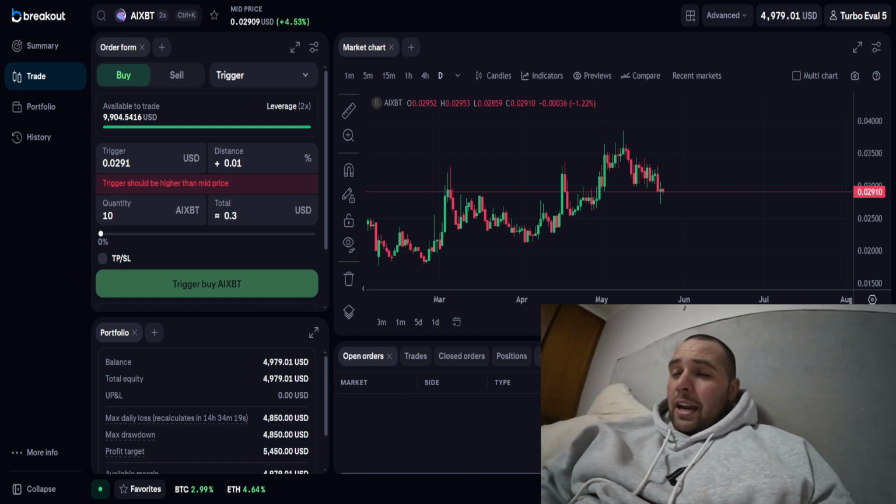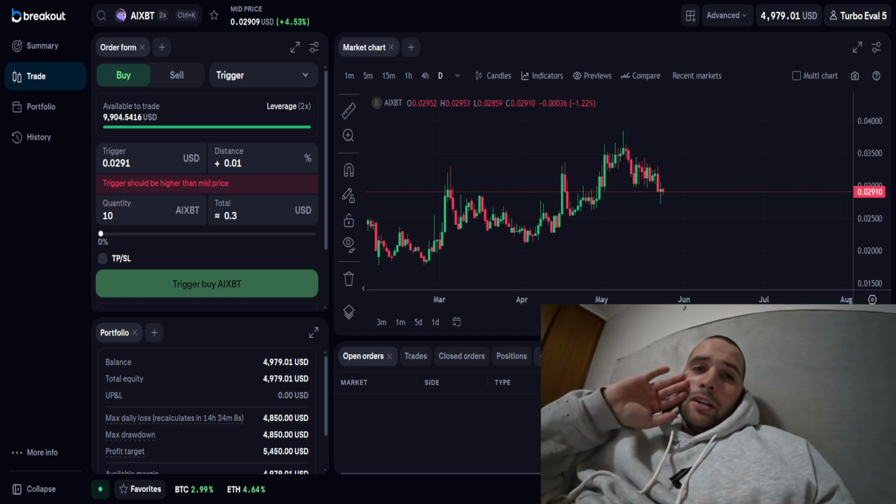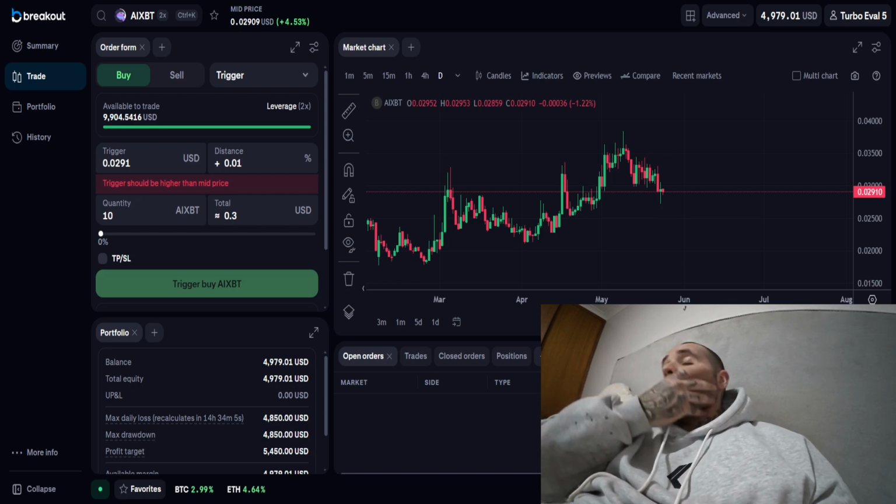So what we're looking at now, I got a 5K account with Breakout, and what we're looking at now is AIXBT. It's a meme coin trade. So we're doing a meme coin trade. I'm just going to run through the analysis.